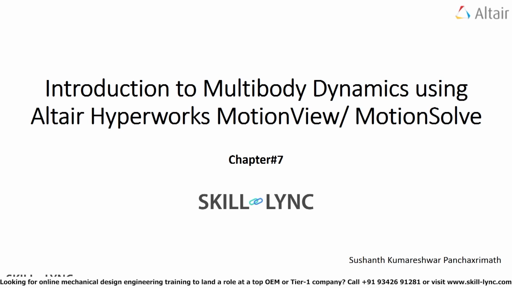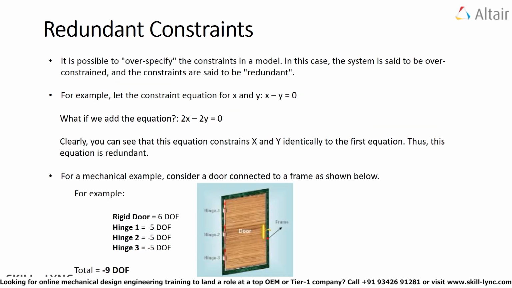Welcome back to the 7th chapter of Multibody Dynamics using Altair HyperWorks, MotionView, MotionSolve. In this chapter, we will cover the concepts of redundant constraints, joint primitives, and motion function. When you are trying to build a model in Multibody Dynamics, it is always possible to over-specify the constraints in the model. In such scenarios, the system is said to be over-constrained.